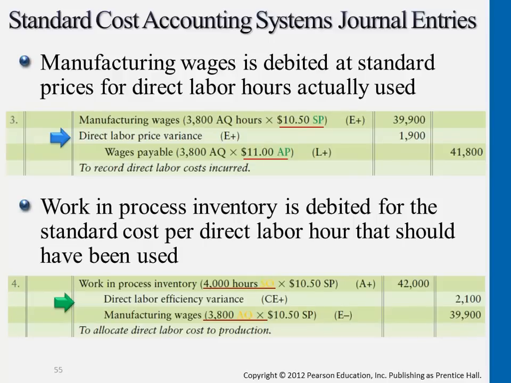It's favorable, and specifically how much in favor? 2,100, and that's because of the 200 hours cost saving, and each hour based on standard price, we saved $10.50. So altogether, we had 2,100 as favorable. So you have another account called direct labor efficiency variance, and this variance here is favorable at $2,100, so we would credit it.